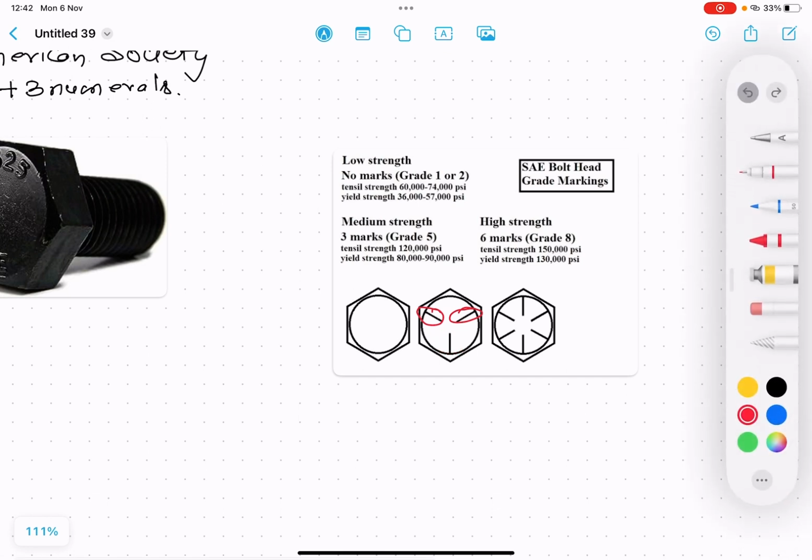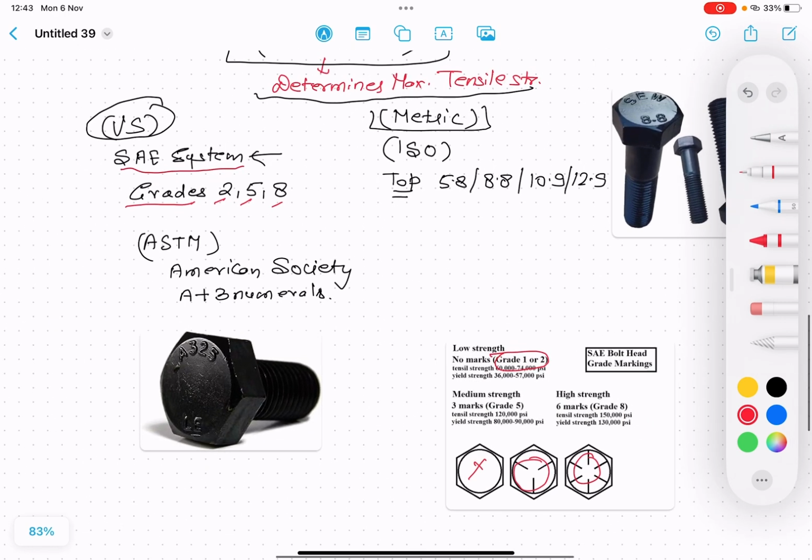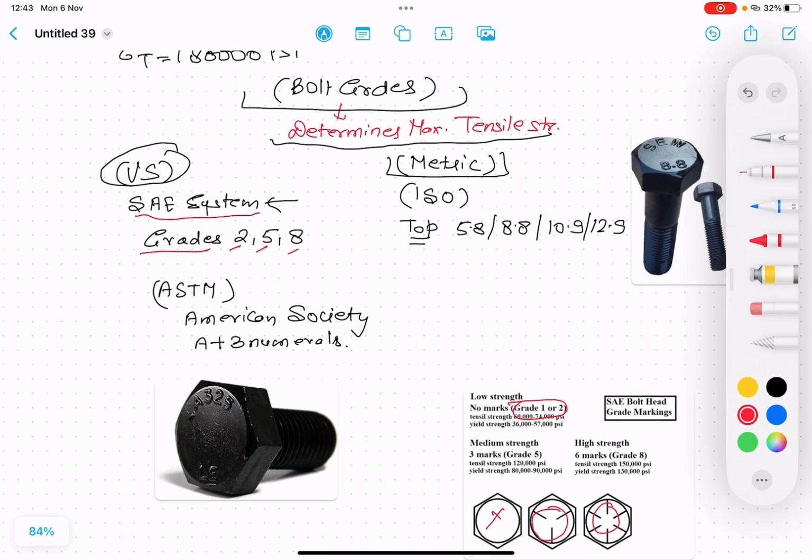How is it identified? For example, if it is grade 1 or grade 2, then there will be no line. If it is medium strength, that is grade 5, then there will be 3 lines. If it is grade 8, there will be 6 lines. So in this way you can identify the bolts just by visualization. The first system is the SAE system.